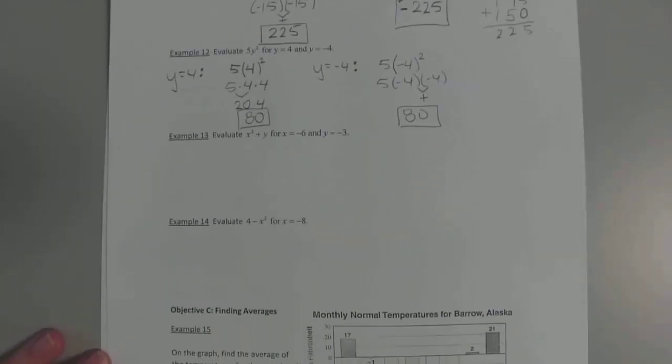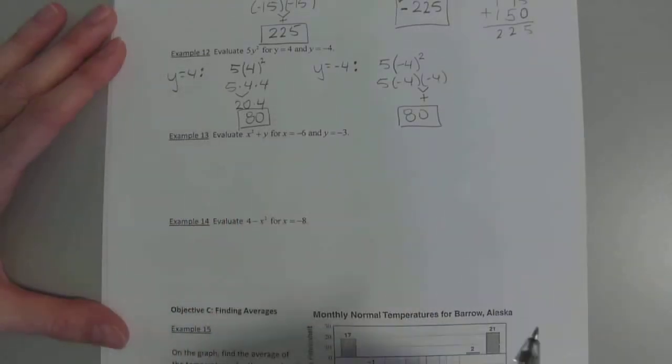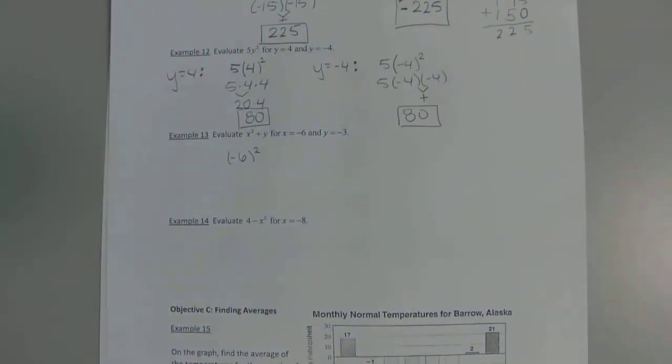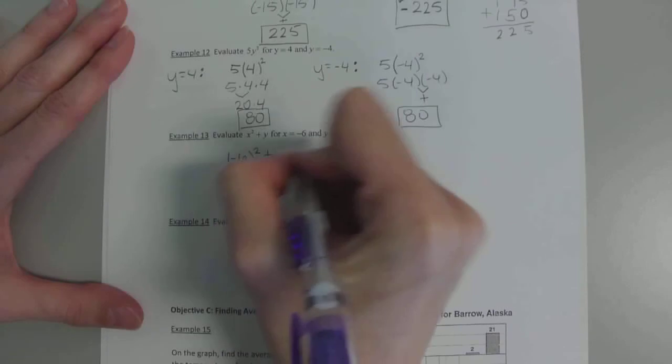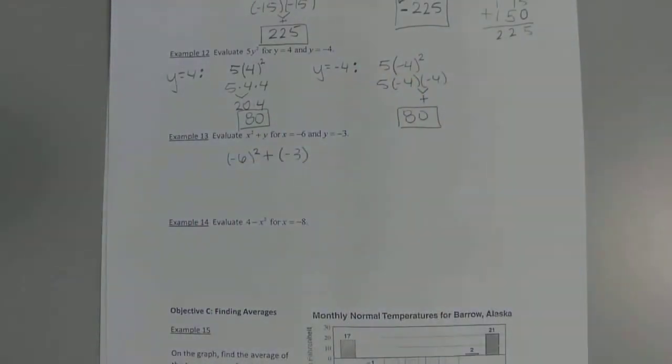I like 13 because we don't have to do things more than once. We can just do one expression and just plug a different x and a different y in, all right? So on this one, we have x squared, but what is our x? Negative 6, so I'm going to put him in parentheses, and I'm going to square him. Plus y, but what is y? Negative 3. Is that okay for just plugging it in?